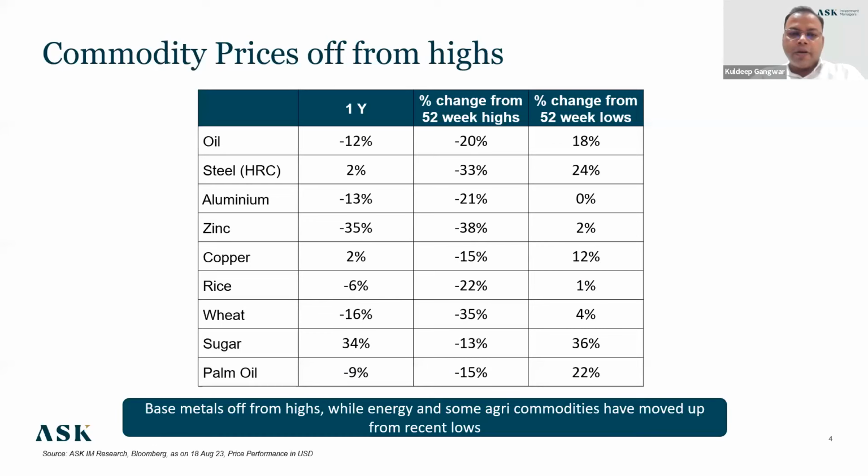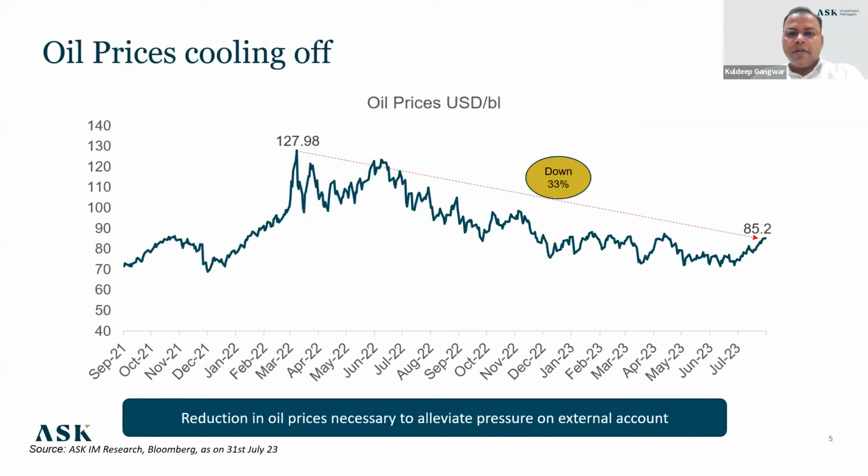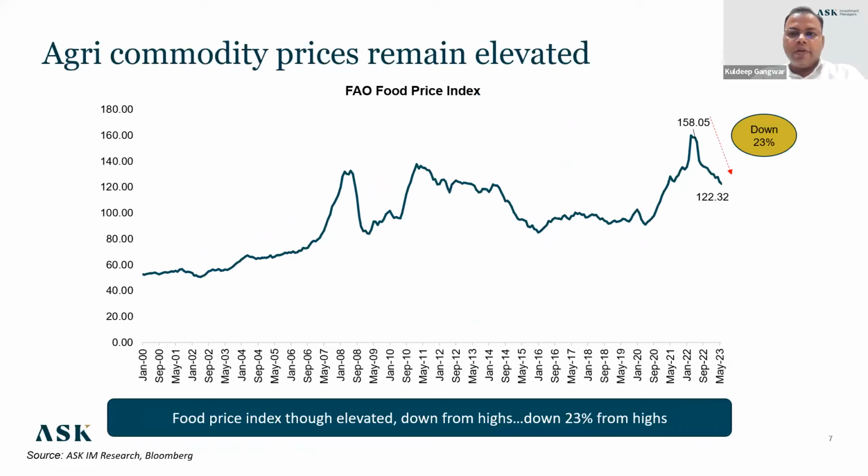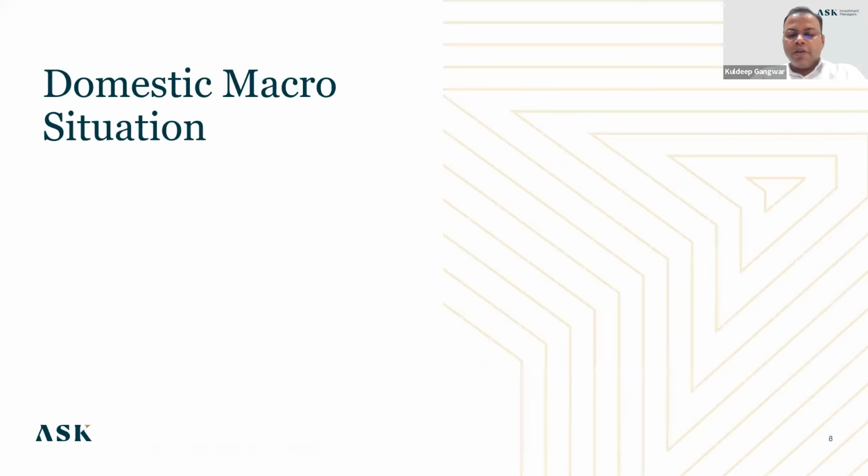So this is the snapshot: whether it's oil, metals, or agri commodities, things have come down in the last 1 year, and many have corrected quite a lot from their peak. Oil is down almost 33%. The same is the case with supply chain normalization: freight rates have come down, and agri has also corrected from its peak. So the global situation to some extent is not worsening anymore, and it's more of a wait and watch for when the good news comes.